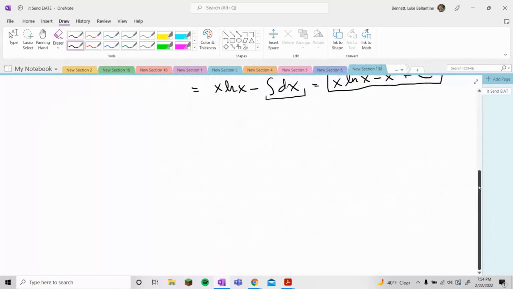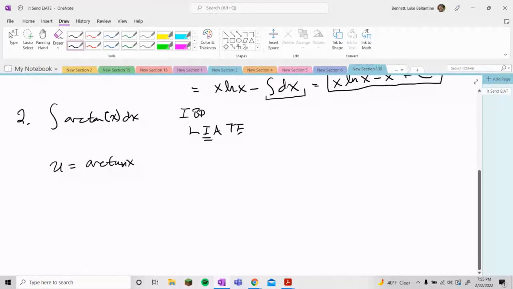So number two, the integral of arctangent x dx. This one is another integration by parts, and we'll use LIATE. So clearly there's an inverse trig, so that's what we'll choose to be u. We choose u to be arctangent of x, and du will be the derivative of arctangent of x. What is the derivative of arctangent of x? Someone speak up, please.